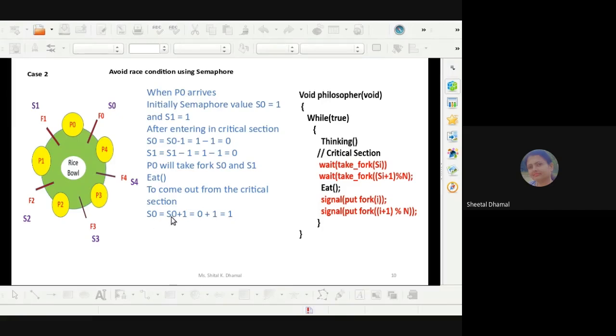So the value of S0 is equal to 1, and the value of S1 is equal to 1. So now the values of S0 and S1 are equal to 1. So he will put down the fork S0 and he will put down the fork S1. So like this, this semaphore works over here.